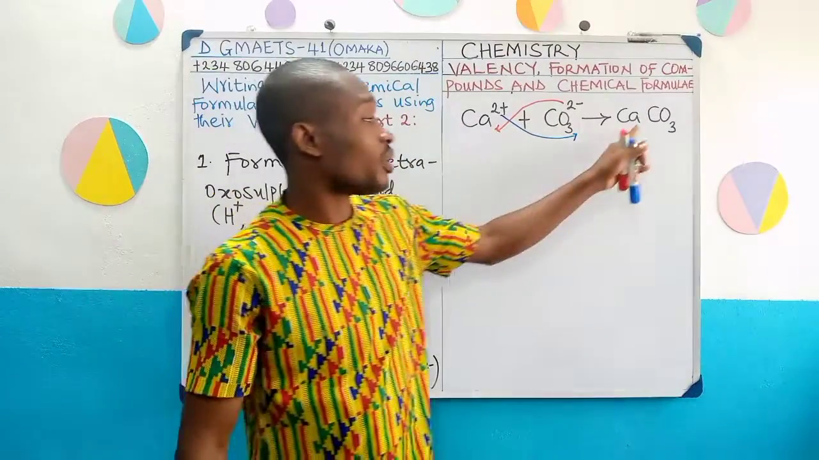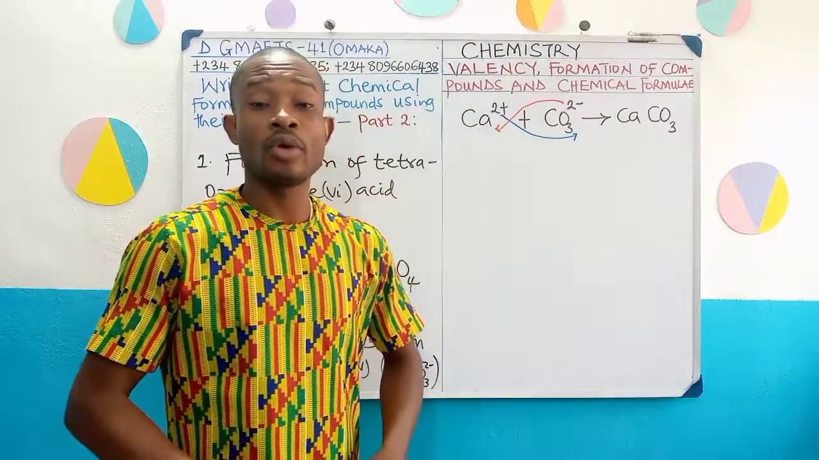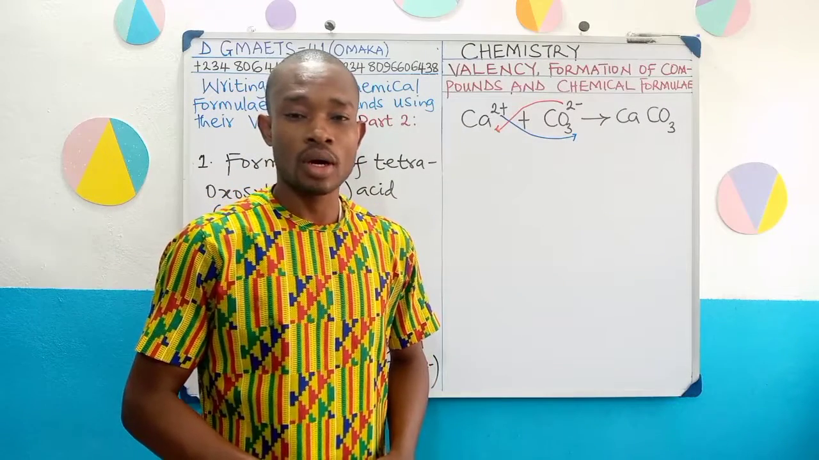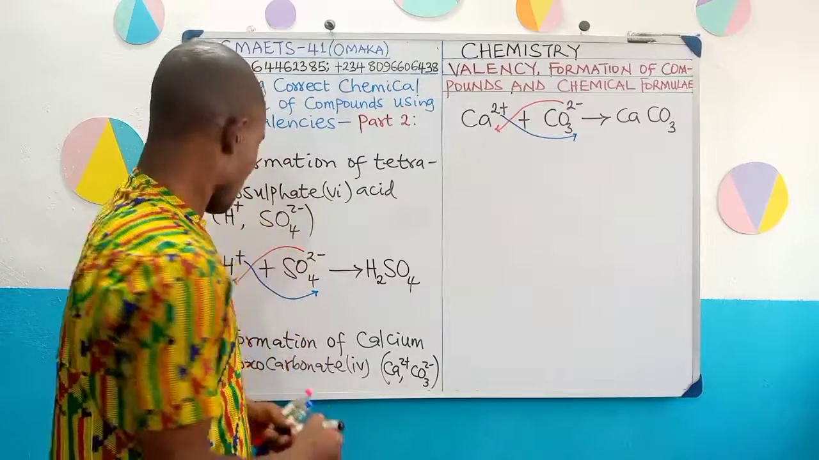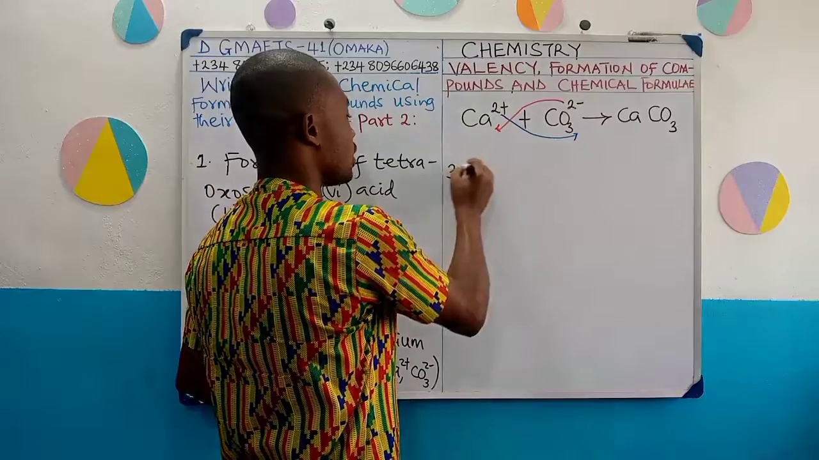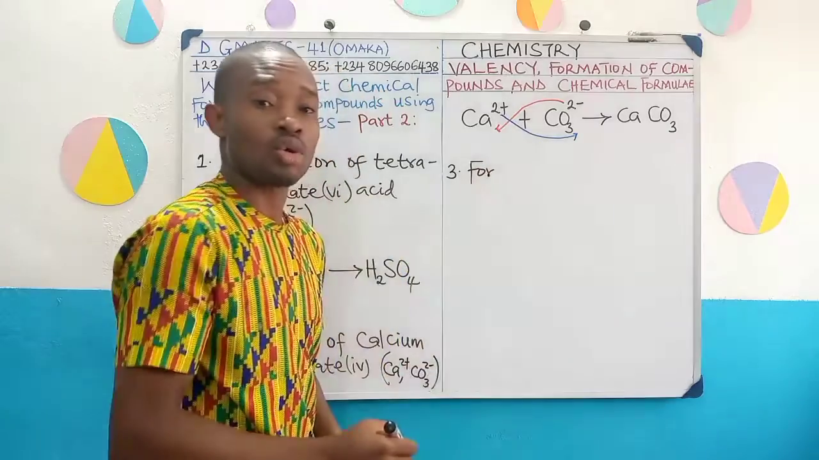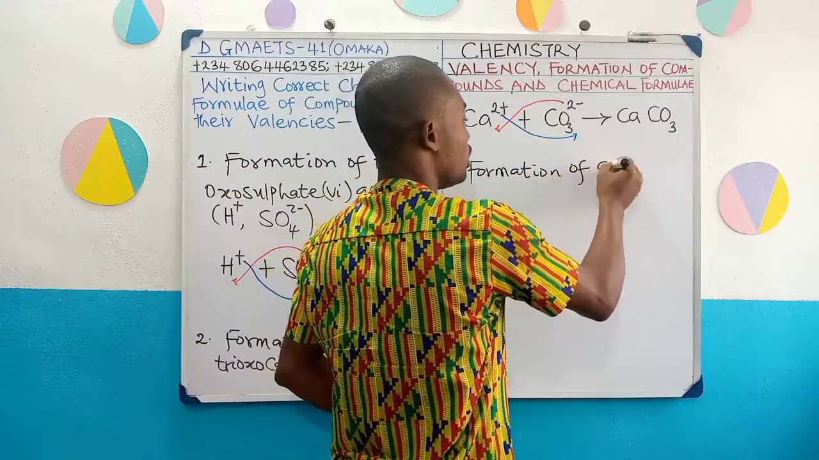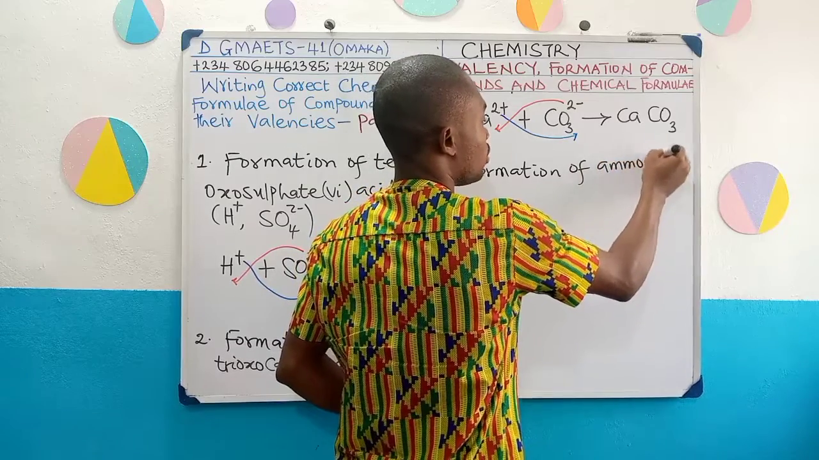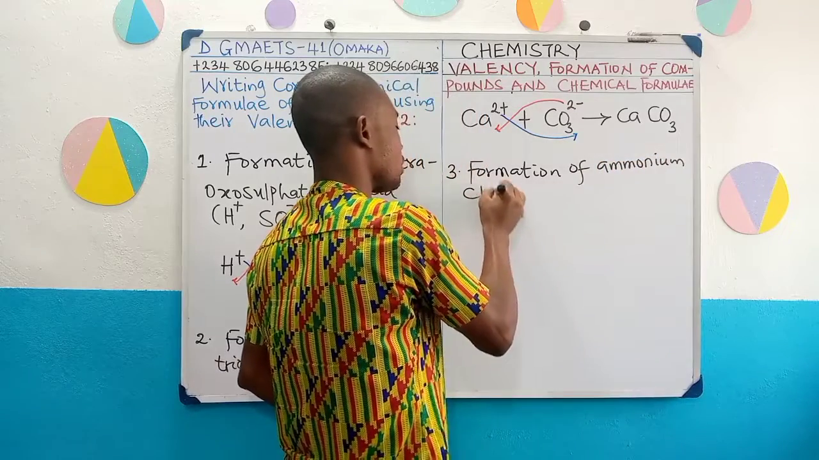So this is the correct formula of calcium trioxocarbonate 4: CaCO3. Is that okay? Can we think about this compound? Let's see the formation of ammonium chloride.